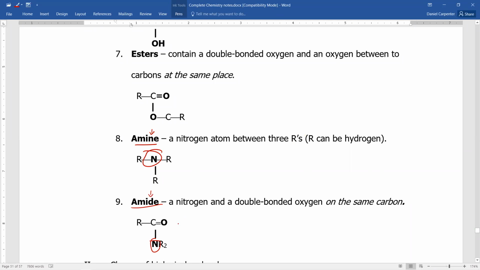The key is amide has the nitrogen and the double bonded oxygen on the same carbon, and the amine just has the nitrogen. Now, there could be a double bonded O way over here someplace, but it has to be on the same carbon to be an amide.